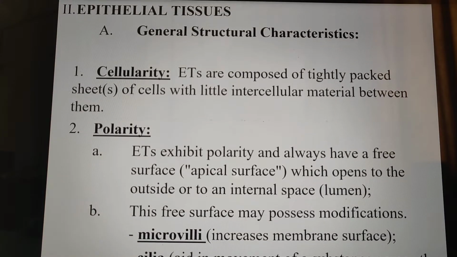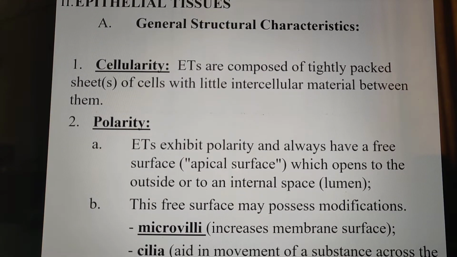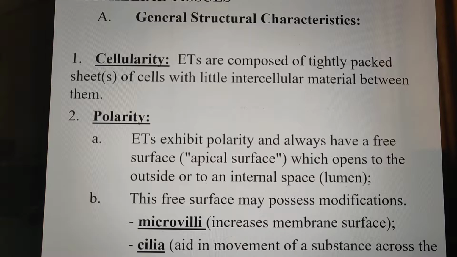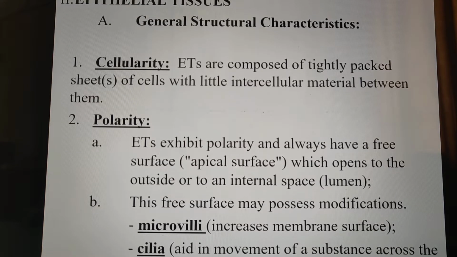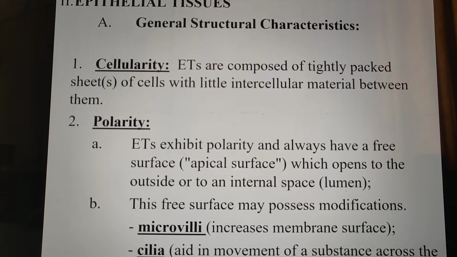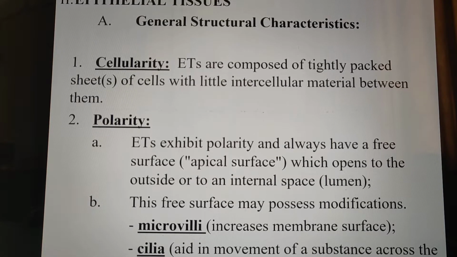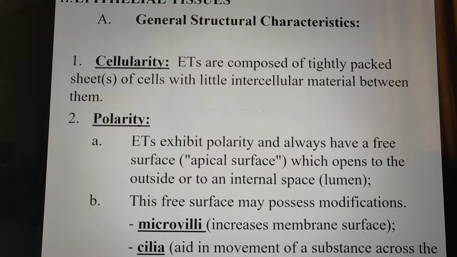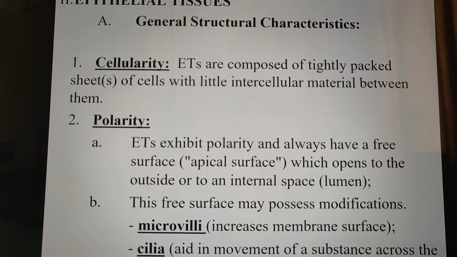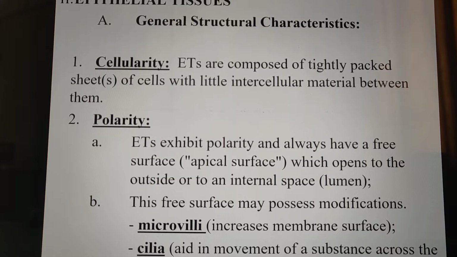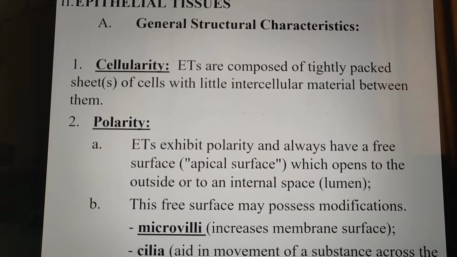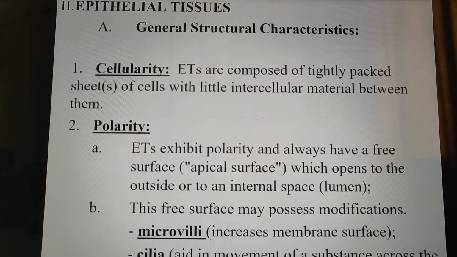The epithelial tissue structural characteristics: cellularity. Epithelial tissue is composed of tightly packed sheets of cells with little intercellular material between them. So epithelial tissue is composed of tightly packed cells with little intercellular material between them.